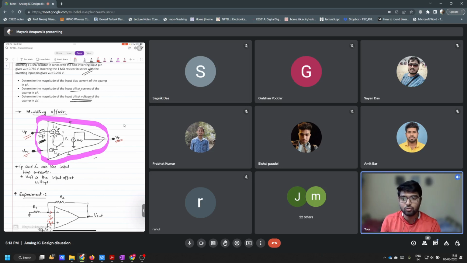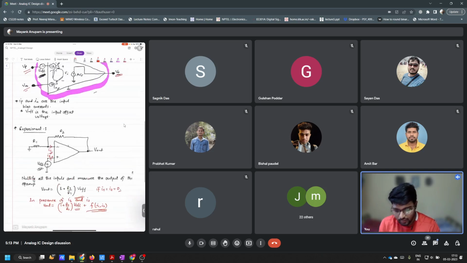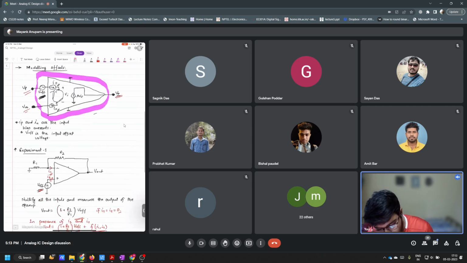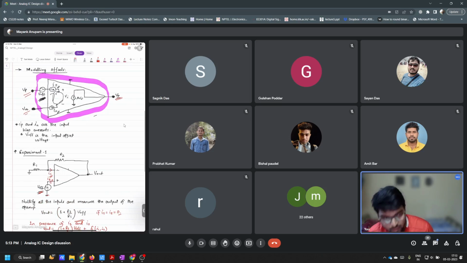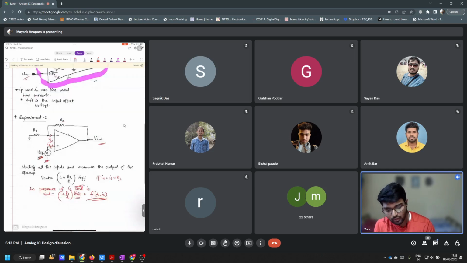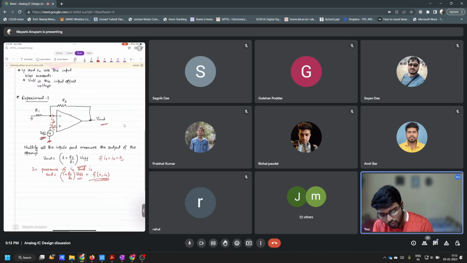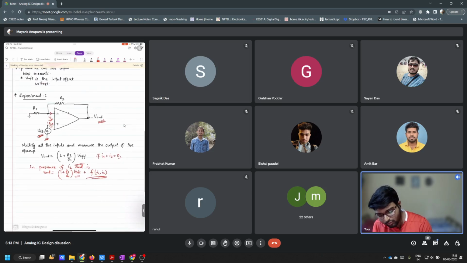Now, in order to observe the offset voltage, what did you do? You said that we will simply short the input, and any output we get will be because of V offset, right? That is exactly true. But now, because the system also has these input currents, the output V out will not only depend upon V offset but also upon I1 and I2.